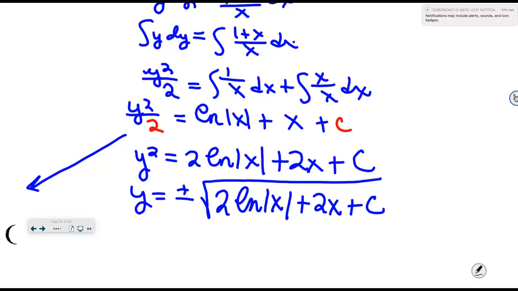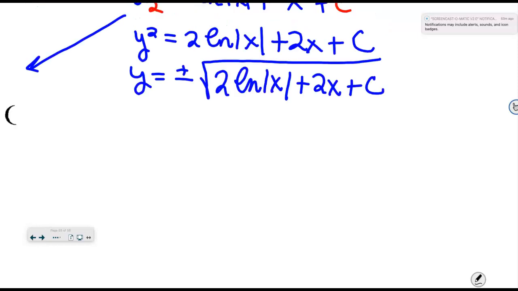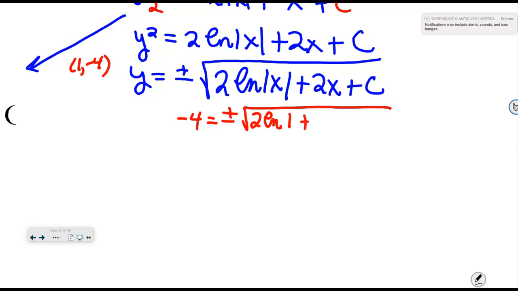I take my original x and my y and I plug them in, and I forgot what they are. So my x is 1 and y is coming out. So 1, negative 4 is what I need to use down there. So back down here, 1, negative 4 is going in. So I'm going to write that over here. 1, negative 4. So I'm going to indent. I usually do. I'm going to go negative 4 has to equal plus or minus the square root of 2 natural log 1 plus 2 times 1 plus c.